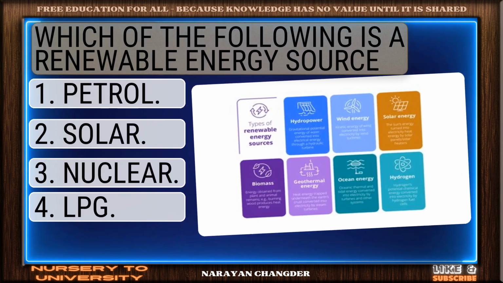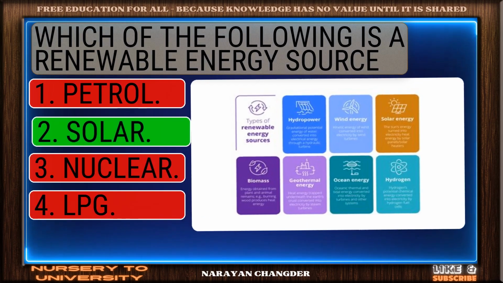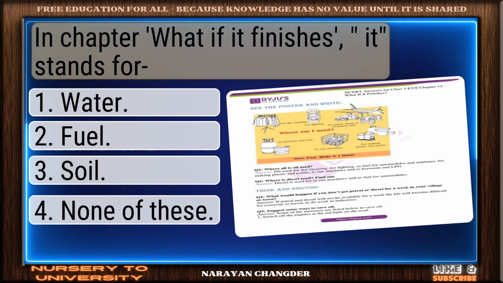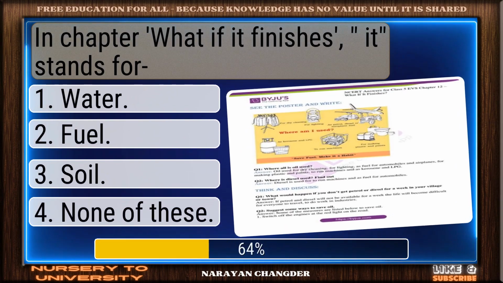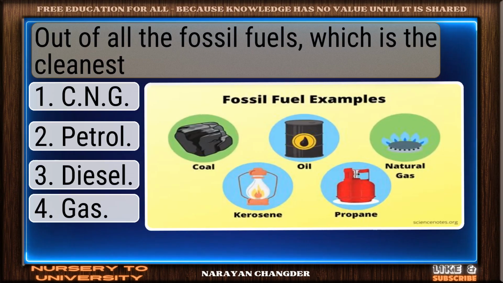Which of the following is a renewable energy source? Perfect. Solar is the correct choice. In the chapter What If It Finishes, dash stands for. Smart move. Fuel is an accurate answer.